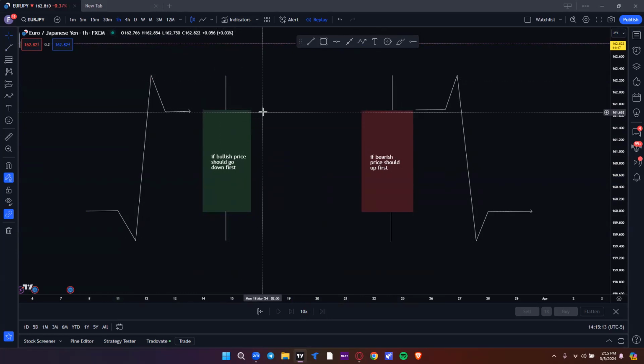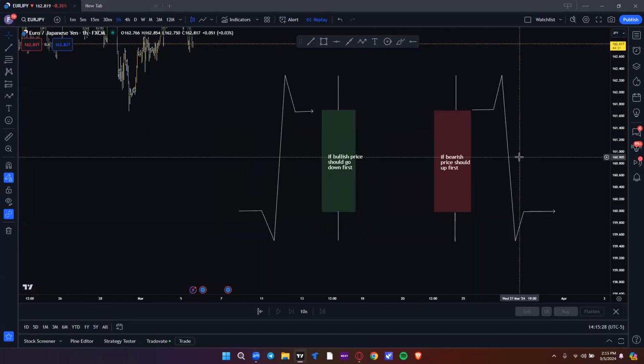That's why people say, I don't really trade Fridays because I'm bullish, but all of a sudden we got a Friday sell off. Same thing right here. If bearish, price should go up first and then go down.